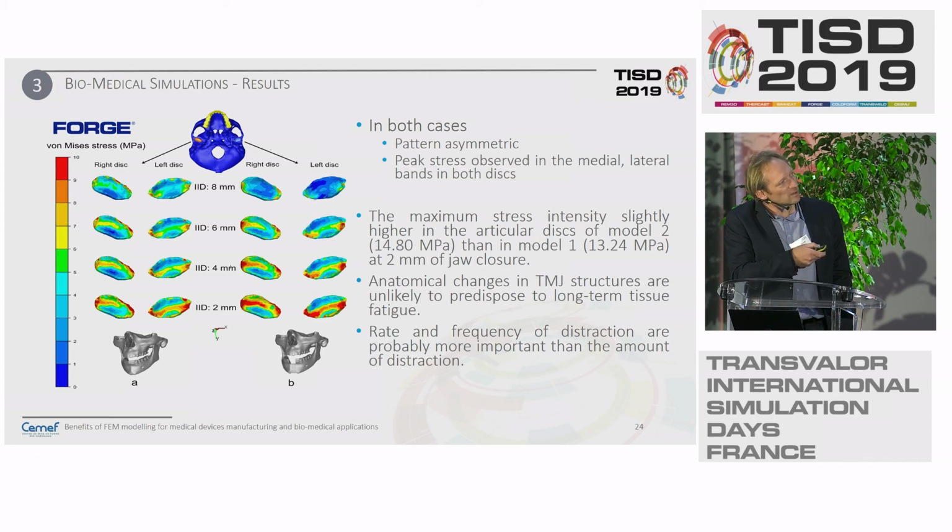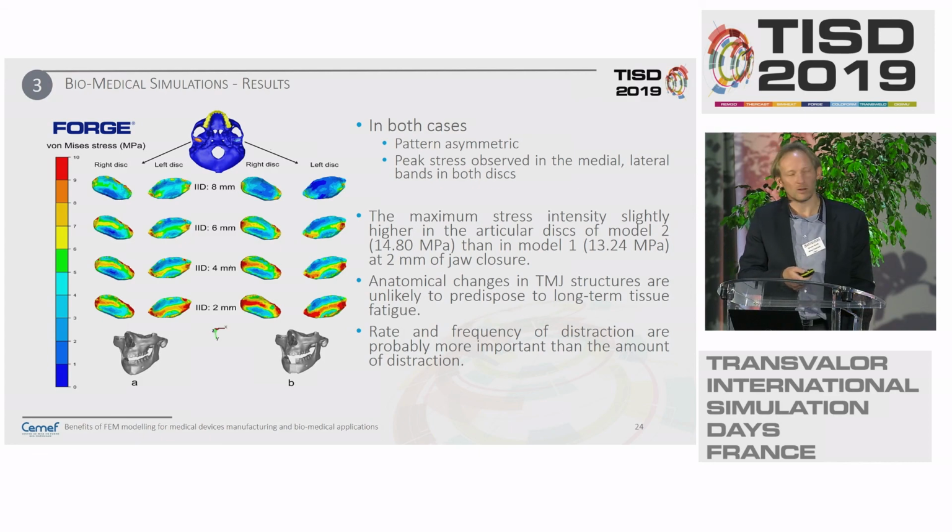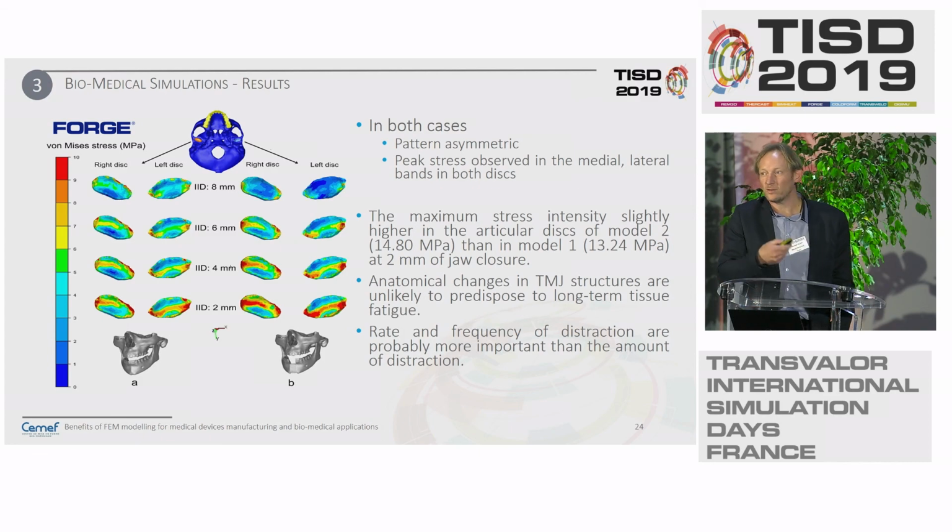What is interesting is that this is when the mouth is open and closed at the end. You see the red levels, which correspond to the highest values of the von Mises stress. What you can see is that thanks to the natural asymmetry of the patient, we don't have exactly the same result for the right disc and for the left one. And when you close the jaw, you also increase the stress on the disc.